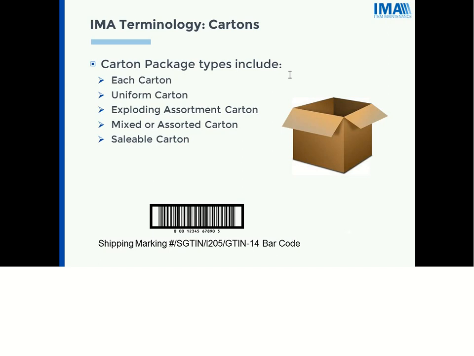Some of the carton types that you can create in IMA include the each carton, the uniform carton, and the exploding assortment carton. Those are your three most common kinds. Less commonly, we do have a mixed or assorted carton, and we also have a sellable carton.